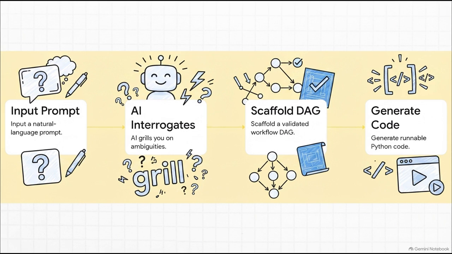Step 2, the AI literally grills you on any ambiguities in your prompt to clarify exactly what you mean right up front. Once it finally understands your goal, step 3, it automatically scaffolds that validated workflow DAG we just talked about. And finally, step 4, it generates perfectly runnable Python orchestration code. It basically solves ambiguous AI behavior before it ever reaches your production environment.